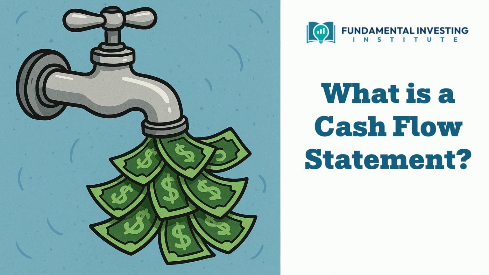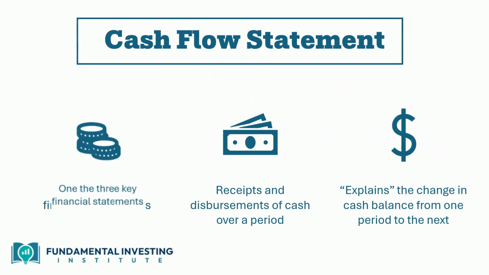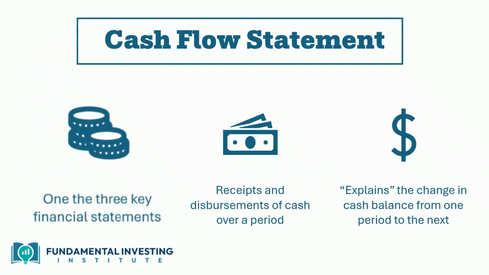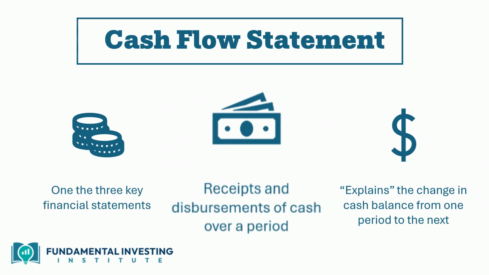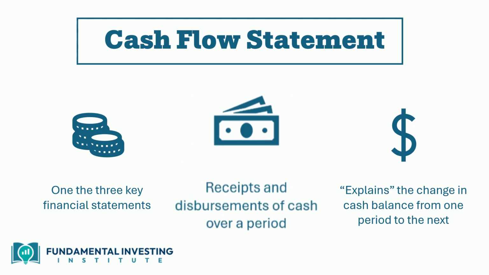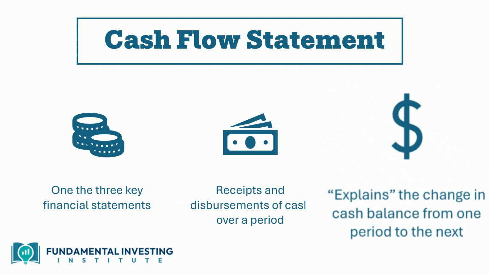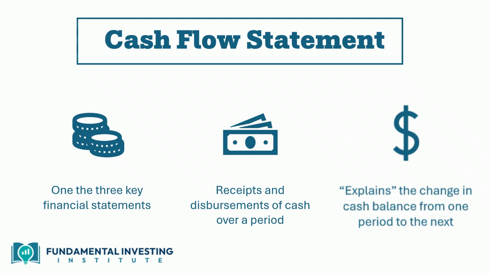What is a cash flow statement? The cash flow statement is one of the three key financial statements, along with the income statement and balance sheet, that a company produces. The cash flow statement shows the receipts and disbursements of cash over some period. The cash flow statement also explains how the cash on the balance sheet changes from one period to the next.